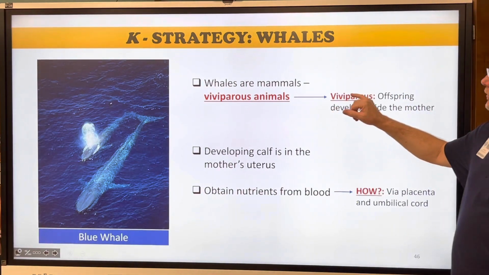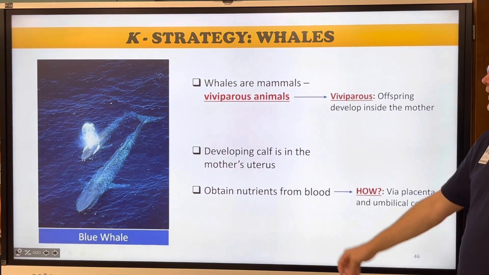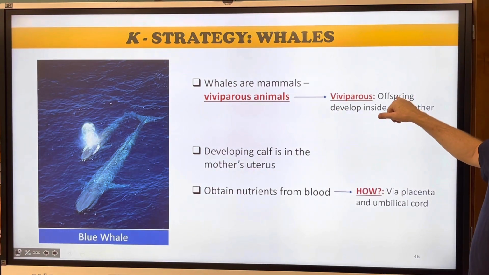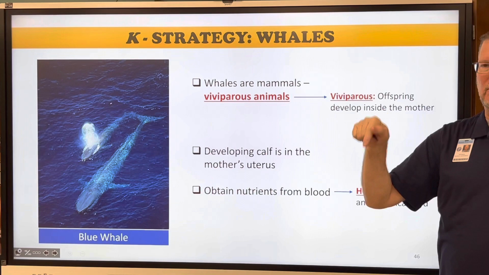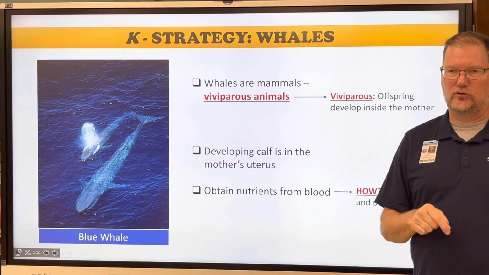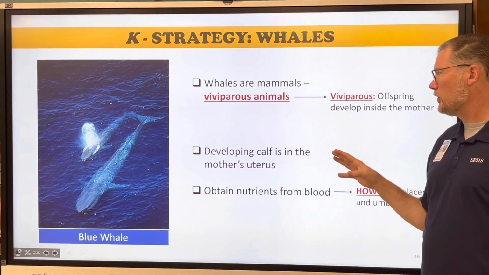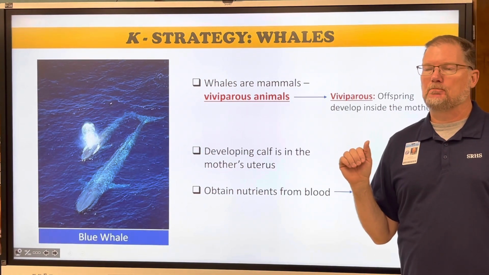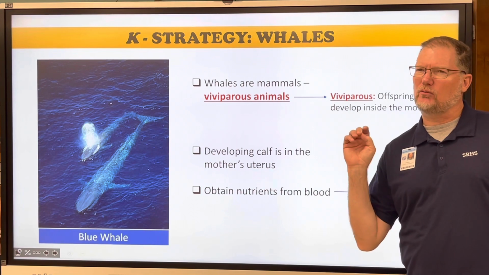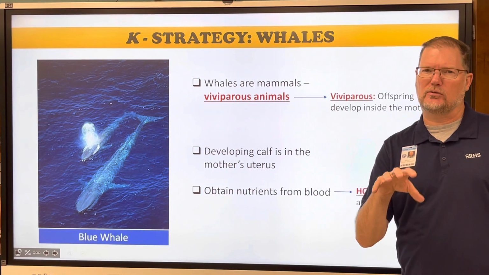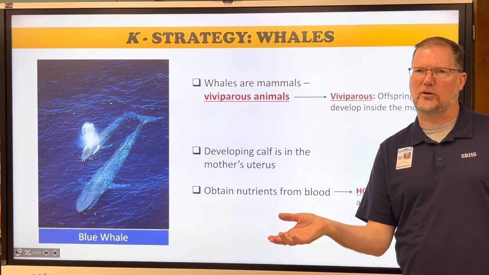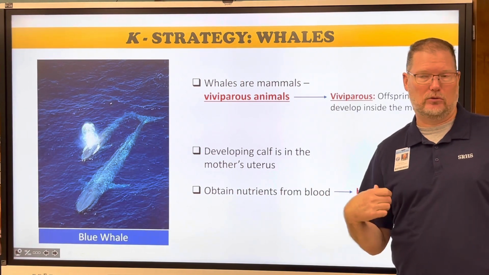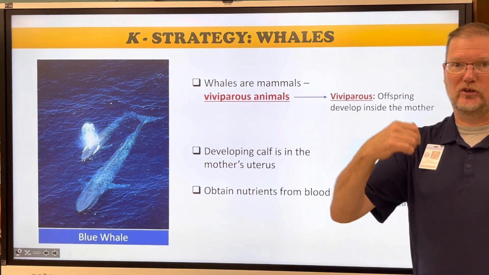So whales are mammals, we know that, and they're viviparous. It means the offspring develop inside the mother. Viviparous. This is one word and a couple other words today. I believe you learned them in biology class. And we did talk a little bit about them, I think, last semester, when we talked about sharks. But we'll talk about it again now, okay? Because it's really supposed to be in this unit.